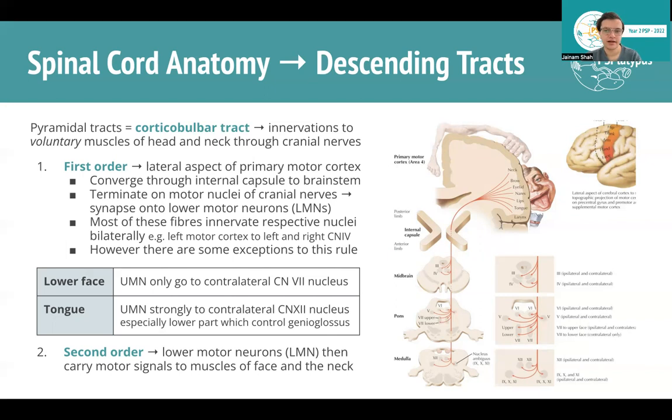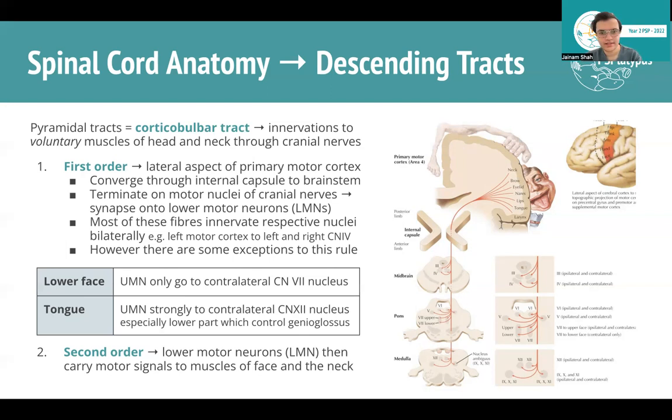The upper half of the face has bilateral innervation, which has a lot of implications for things like Ramsay-Hunt syndrome, that kind of thing. But over here, remember that the lower half of the face only has unilateral innervation, and it's mostly on the contralateral side, so the opposite side. And then the tongue, technically, is more bilateral, but the upper motor neuron more strongly tends to innervate the contralateral cranial nerve 12 nucleus.